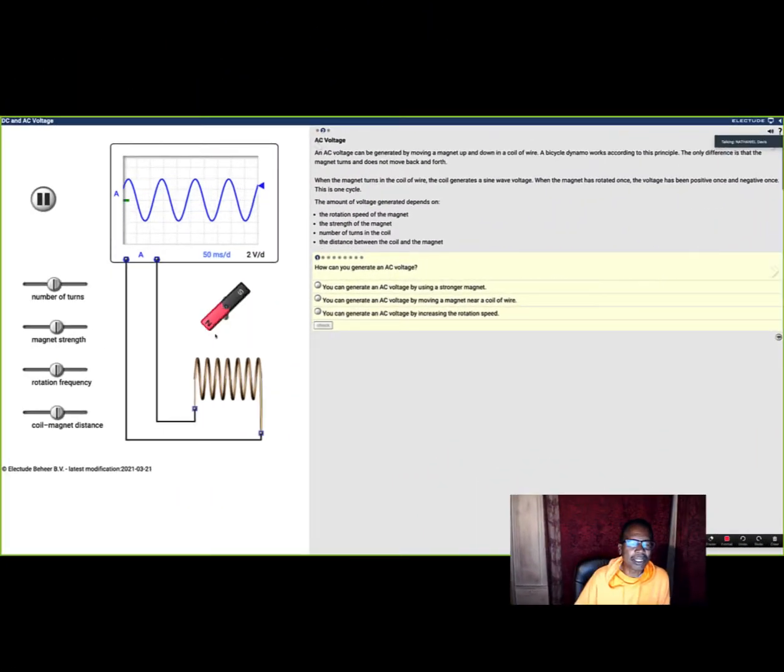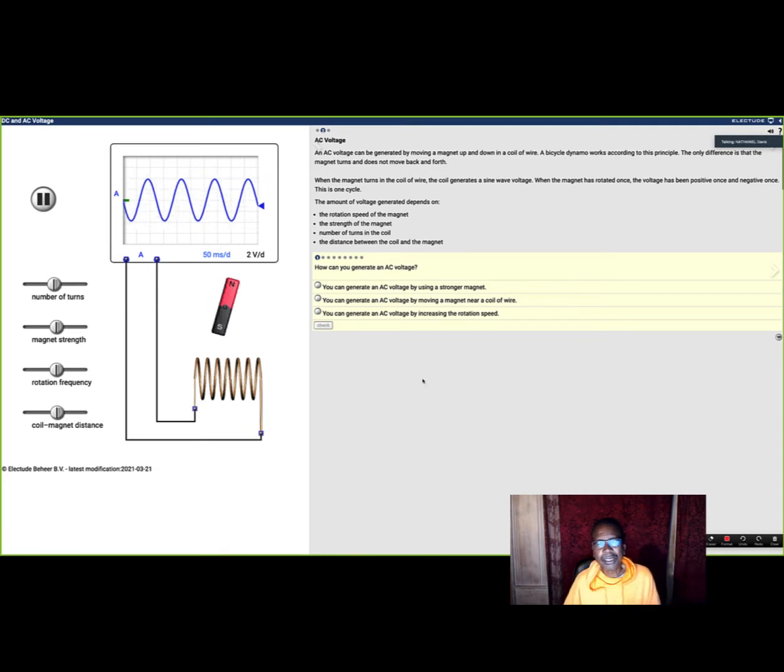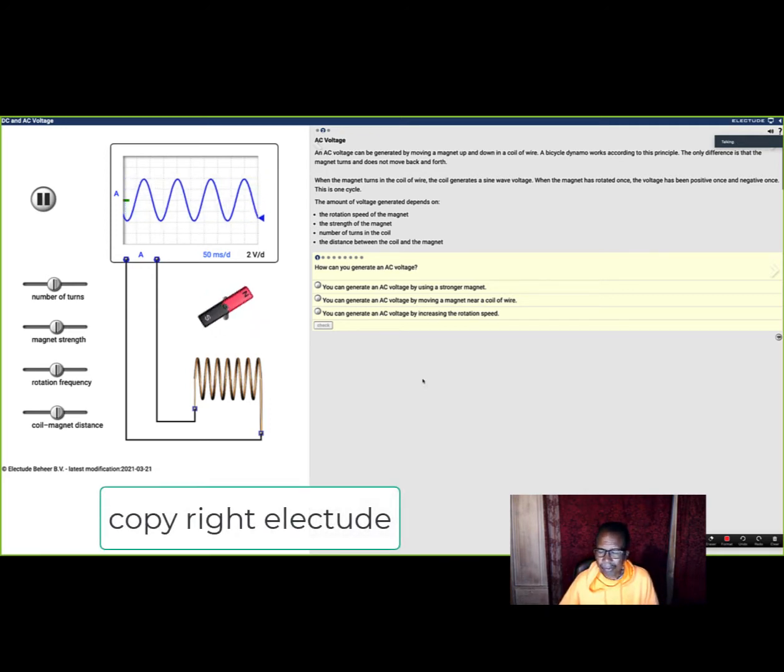Answer these questions here. How can you generate an AC voltage? You can generate an AC voltage by using a stronger magnet. You can generate an AC voltage by moving a magnet near a coil of wire. Or you can generate an AC voltage by increasing the rotation speed. Which one is true, 1, 2, or 3? Pick one, y'all. Eeny, meeny, miny, moe, somebody pick one.